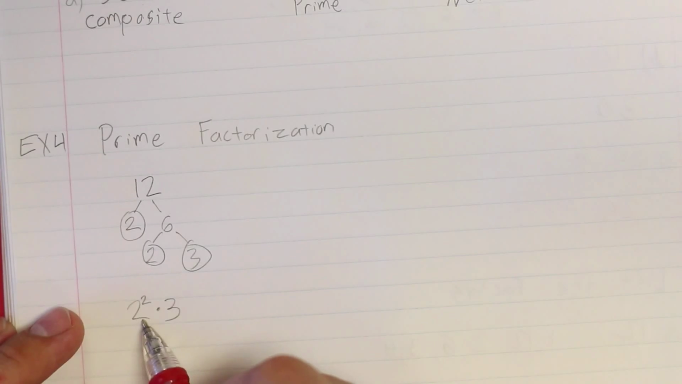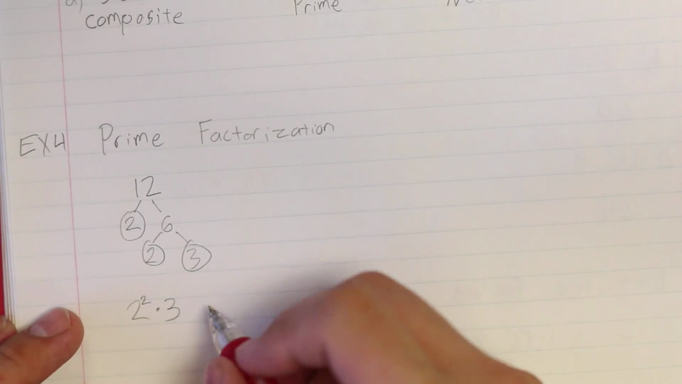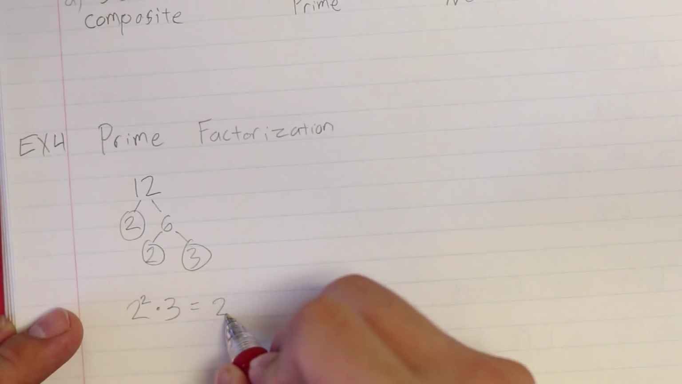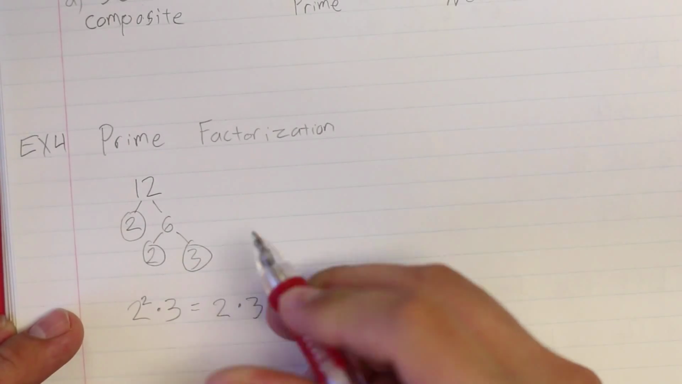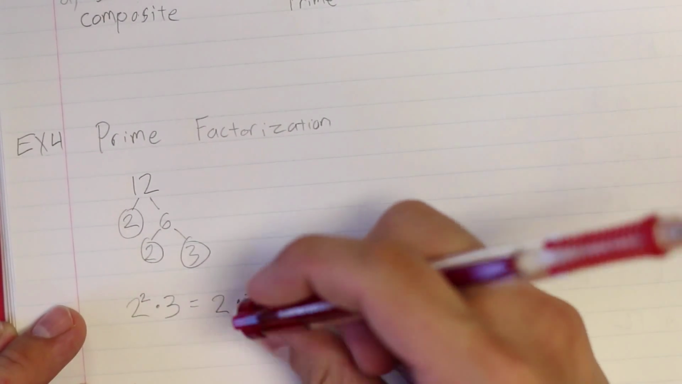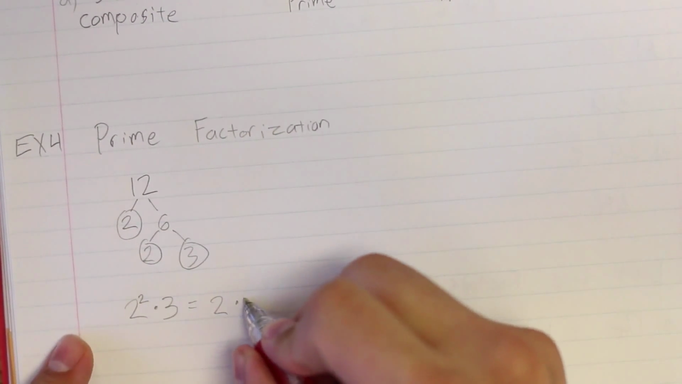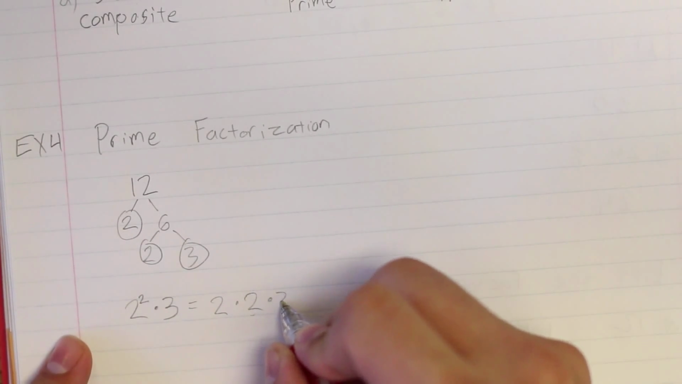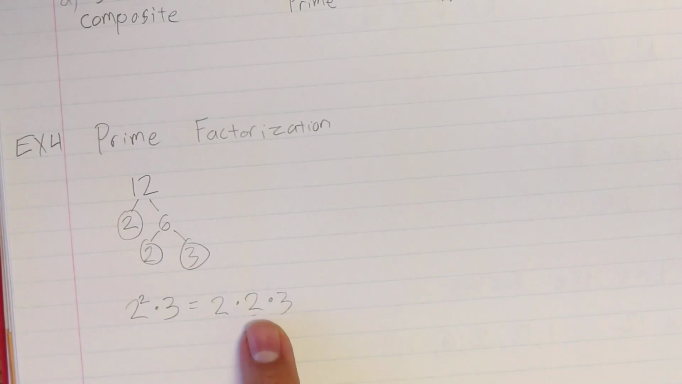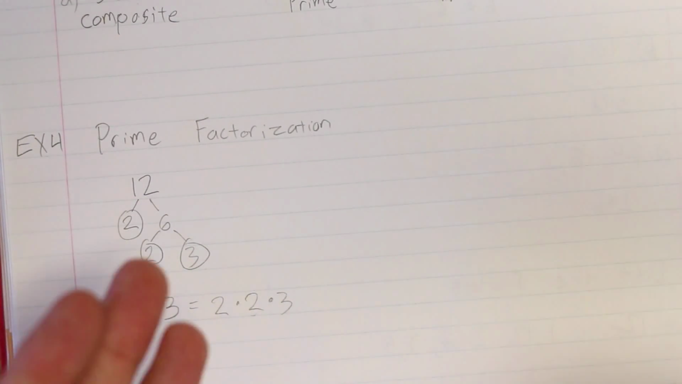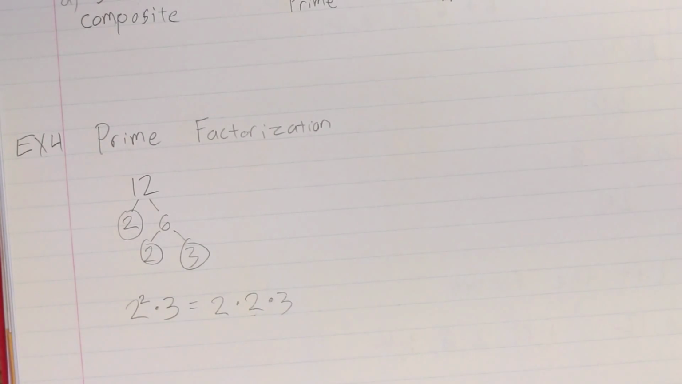So this tells me I have 2 2's. You remember, this is like saying I have 2 times 2 times 3. Well, if I multiply all these together, 2 times 2 is 4, 4 times 3 is 12. That's what prime factorization does. It just helps us break it down into its prime components.